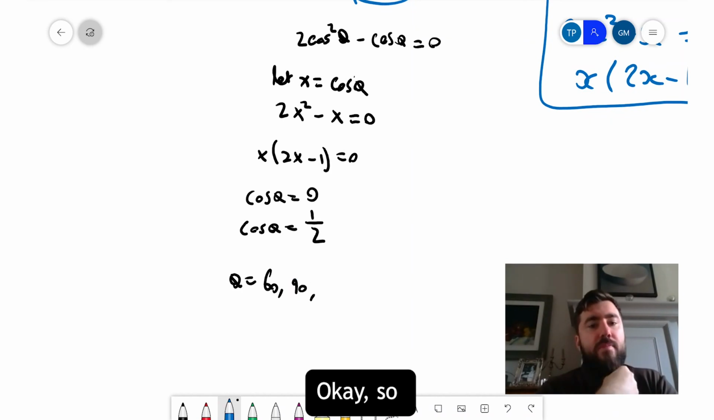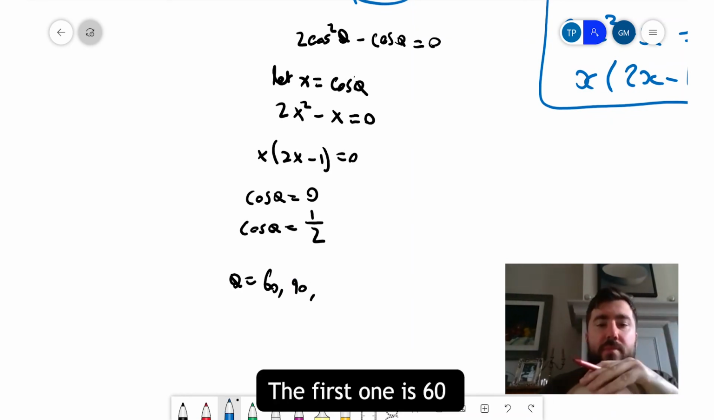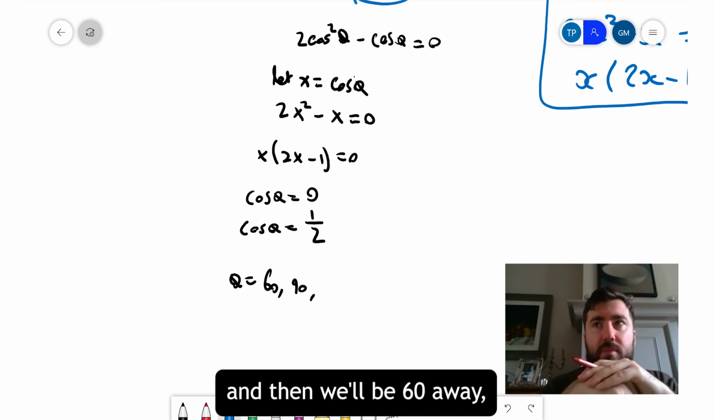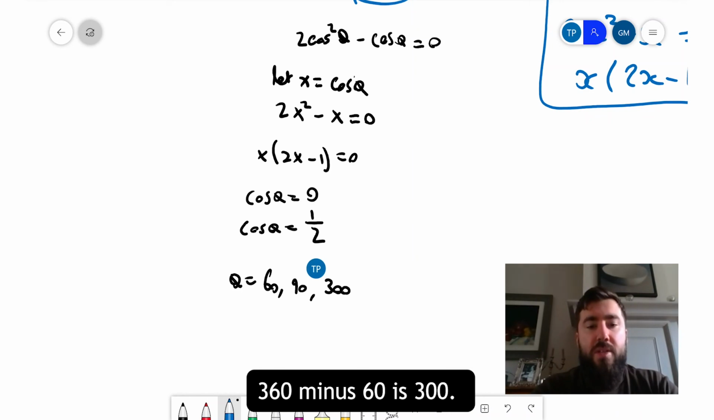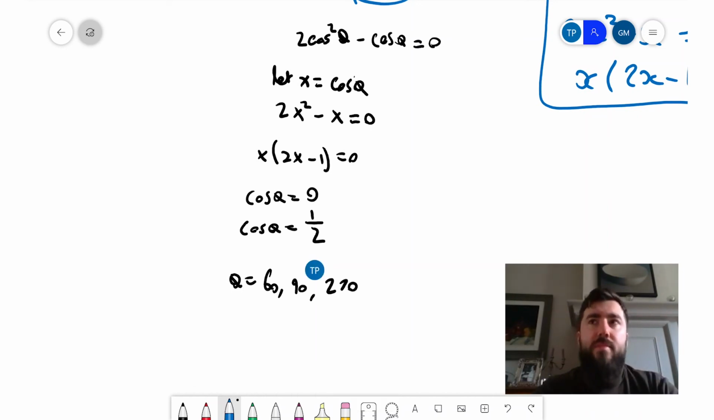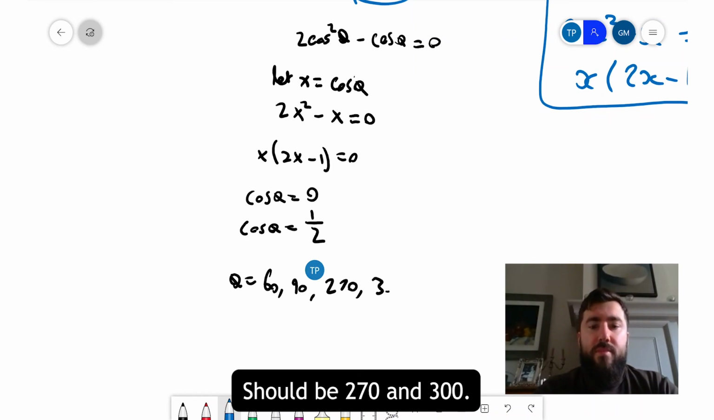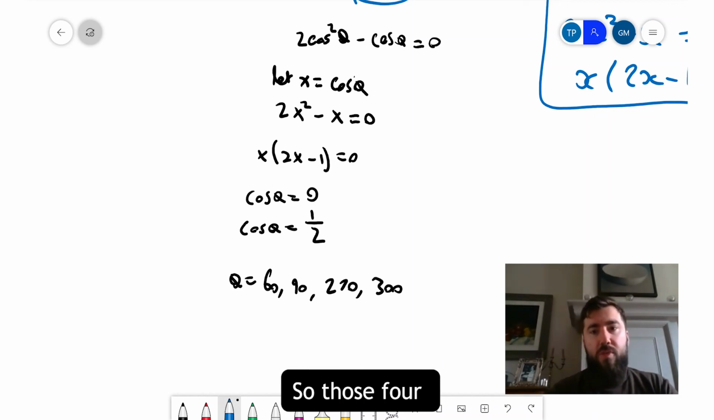Using the CAST diagram, the first one is 60, and then we'll be 60 away, so 360 minus 60 is 300 is the other one. And 360 take away 90 is 270 as well. Brilliant. So those four are our solutions: 60, 90, 270 and 300. Love it. Nice.